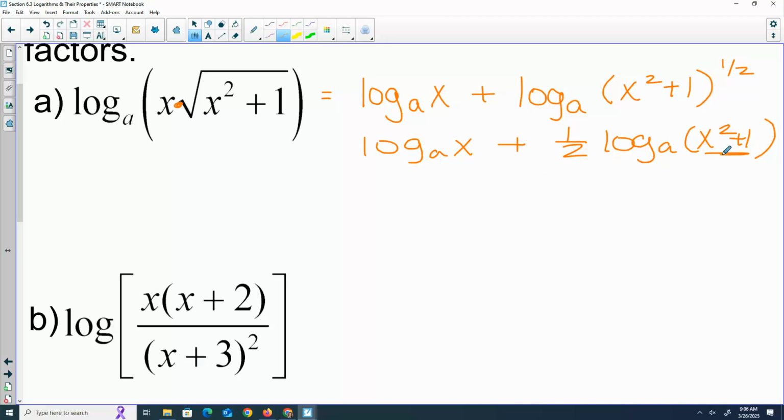Also, do we have a rule that allows us to break apart addition? No, we can only separate things when they are either multiplied or divided. So this is our final answer. We cannot break apart the addition, and we can't bring down the square because it has something else added with it.